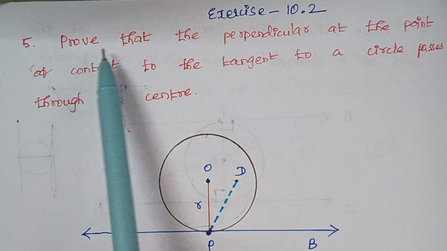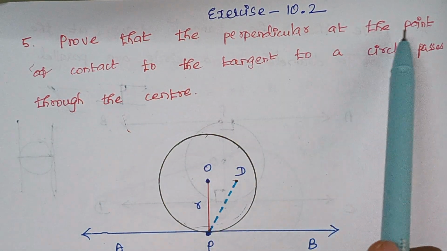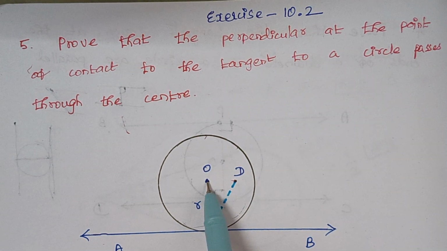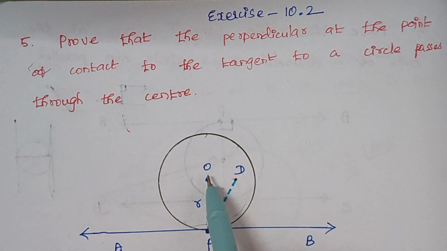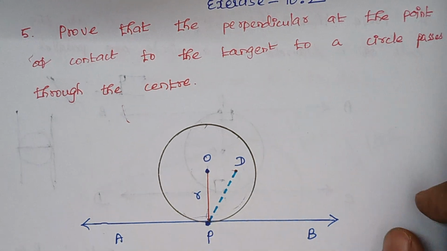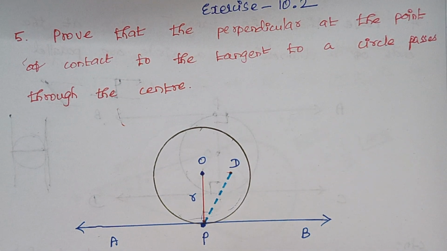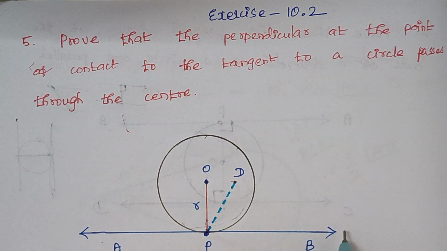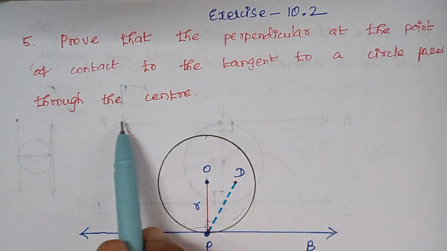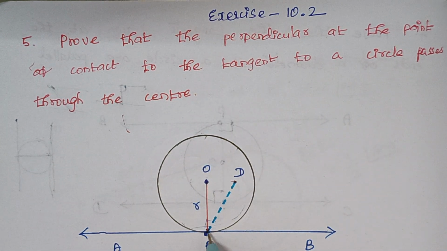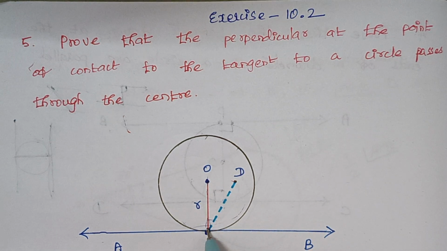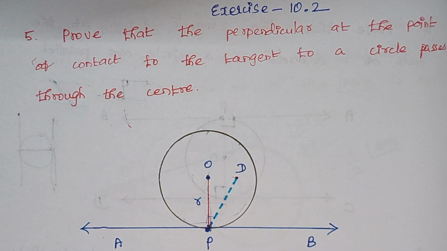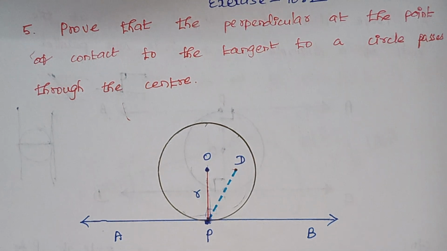Here you see, prove that the perpendicular at the point of contact to the tangent. So what is the perpendicular? This is the part that will be perpendicular, because only the radius and tangent are said to be perpendicular to each other, right? So the perpendicular at the point of contact to the tangent passes through the center. We have to prove that this perpendicular line from the circle passes through the center of the circle. Can you get the question?